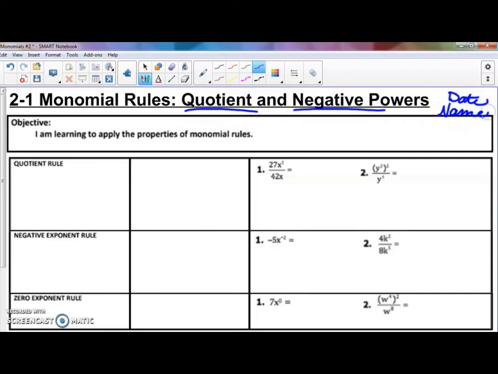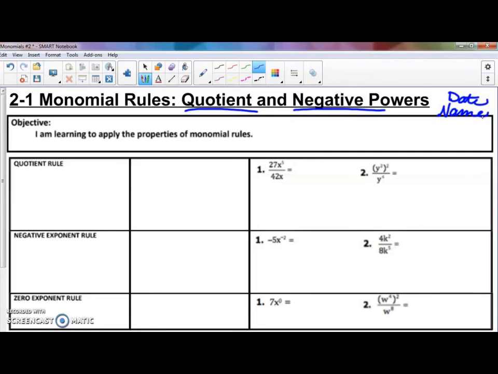And now we will look at our objective. So it says, I am learning to apply the properties of monomial rules. Last video we talked about our product and power rules for monomials. Today we're going to look at quotient and negative powers.